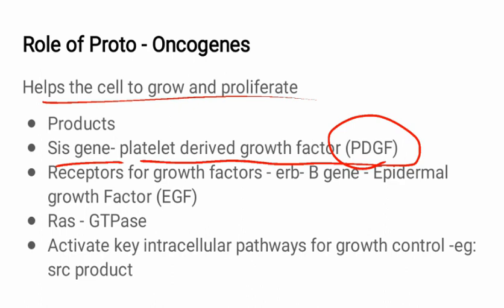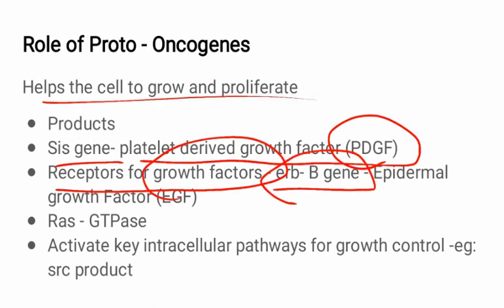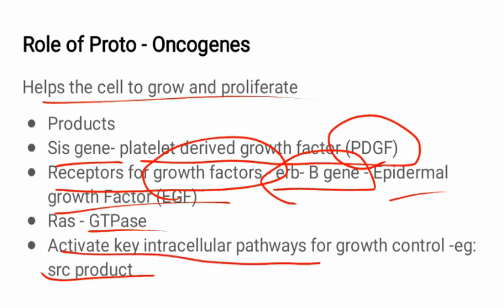Some products of these proto-oncogenes will also act as receptors for growth factors. For example, the ERB gene produces a product which acts as a receptor for epidermal growth factor. The RAS gene produces GTPase, and this SRC gene is going to produce a product which can activate key intracellular pathways for growth control. So in this way, these proto-oncogenes play an important role in cell growth and proliferation.